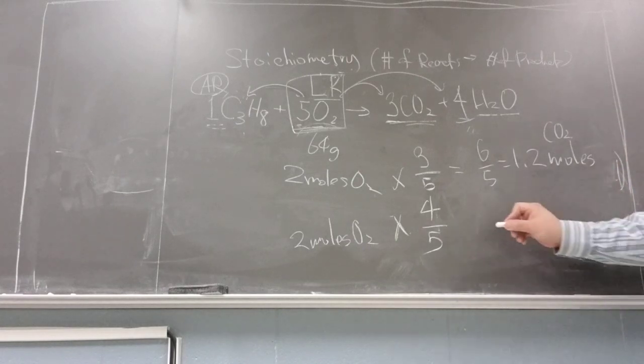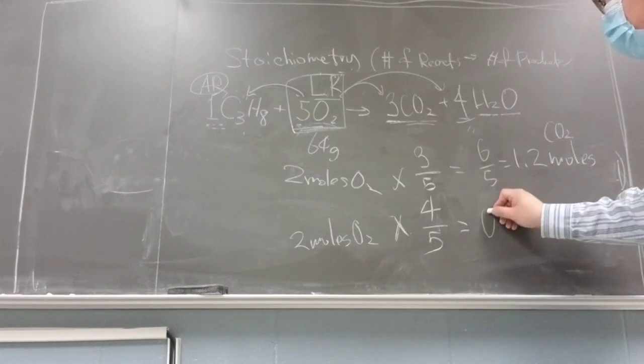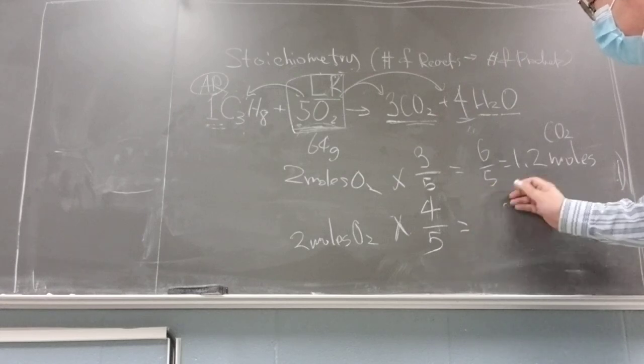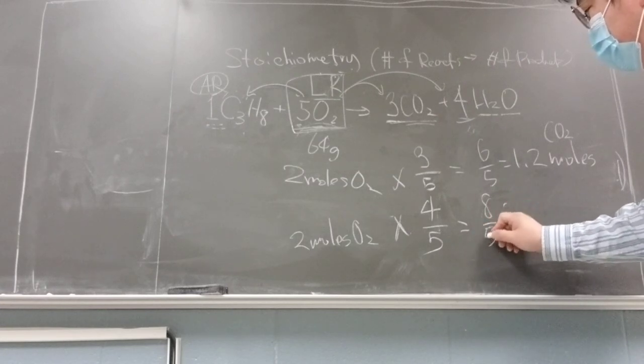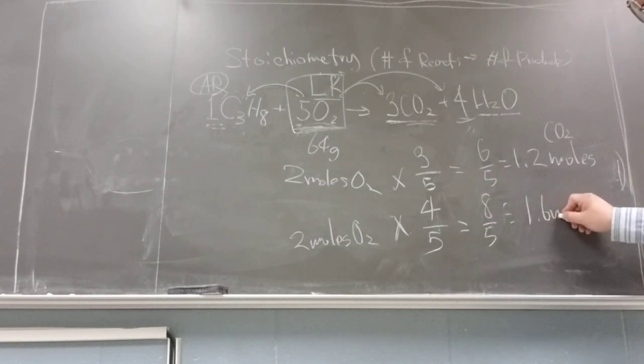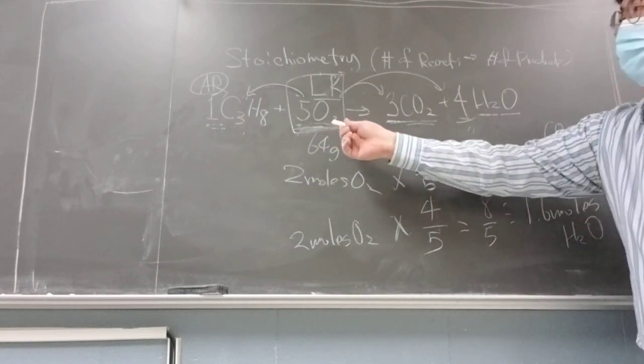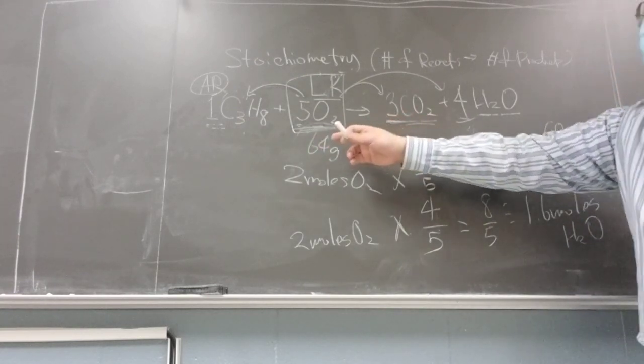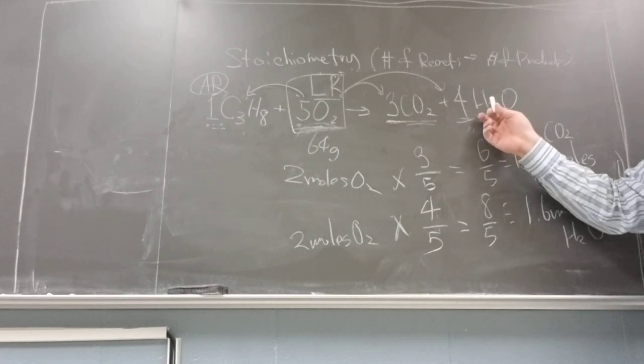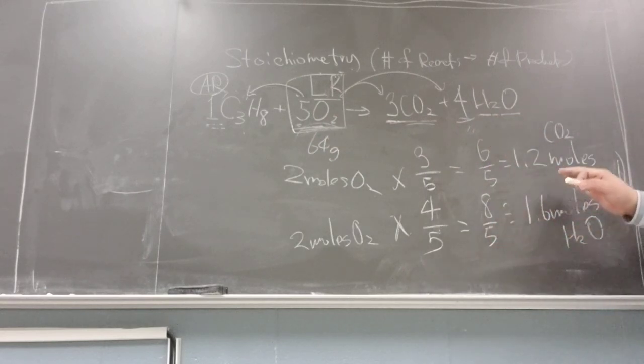Okay, and then you can find the 1.6 moles of water. Just simply doing this because it's a molar ratio. So 5 goes in, 3 made. 5 goes in, 4 water will be made. So this is how you can predict how many moles of this one will be made.